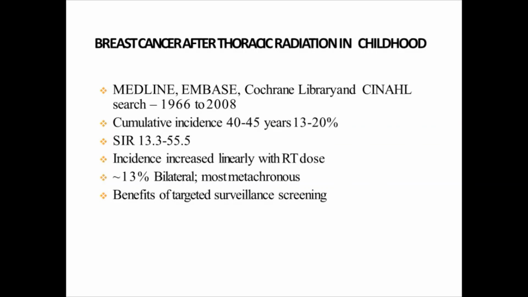Breast cancer after thoracic radiation in childhood: there were studies by Medline, EMBASE, and the Cochrane CINAHL search held between 1966 and 2008, and it showed that the cumulative incidence within 40 to 45 years is 13 to 20%, with a standardized incidence ratio of 13.3 to 55.5. The incidence increased linearly with RT dose, and approximately 13% were bilateral, mostly metachronous, and the benefits of targeted surveillance screening are required.